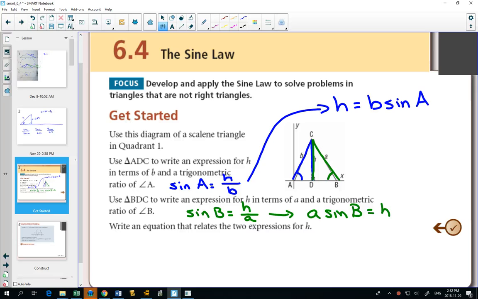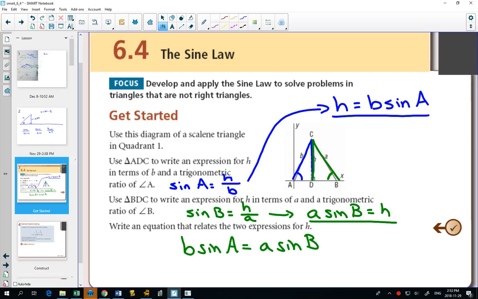If A sine B equals H and B sine A equals H, okay, this is one equation and this is another equation, I can say that B sine A is equal to A sine B. And this is the sine law.